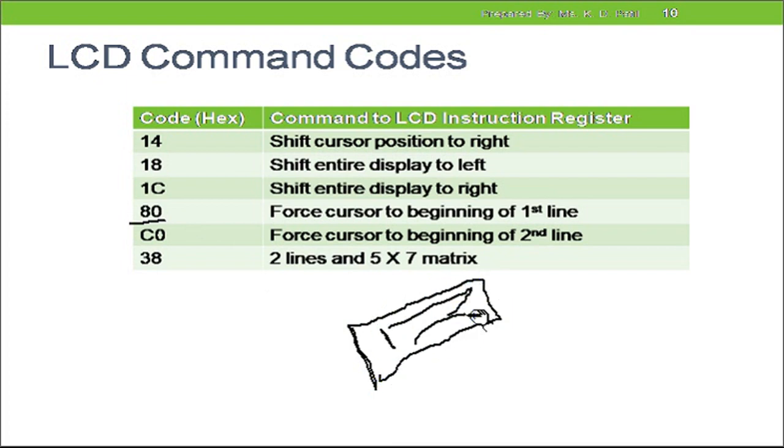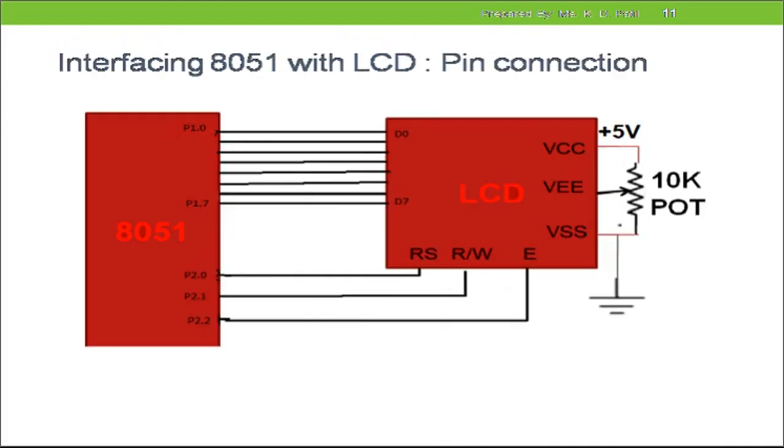Okay, so for that I will send command 80H to the LCD through the program again. And if I want my data to be written on line number 2 of the LCD, then I will send the command C0 to force the cursor to begin at line number 2, and automatically whatever I want to display will be displayed on line number 2.